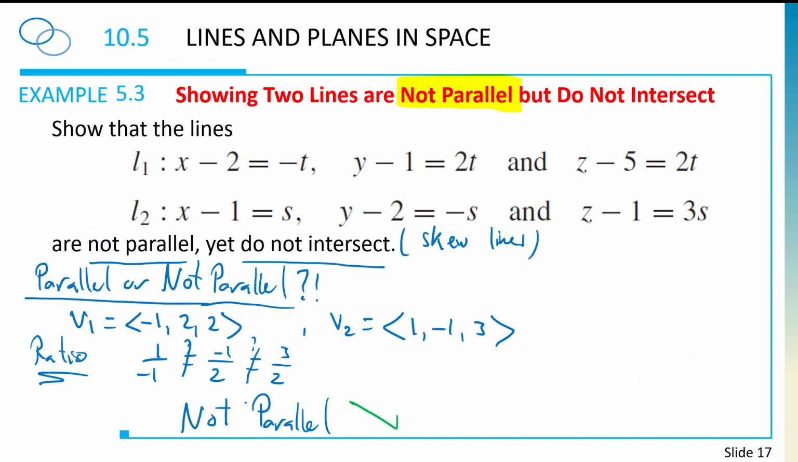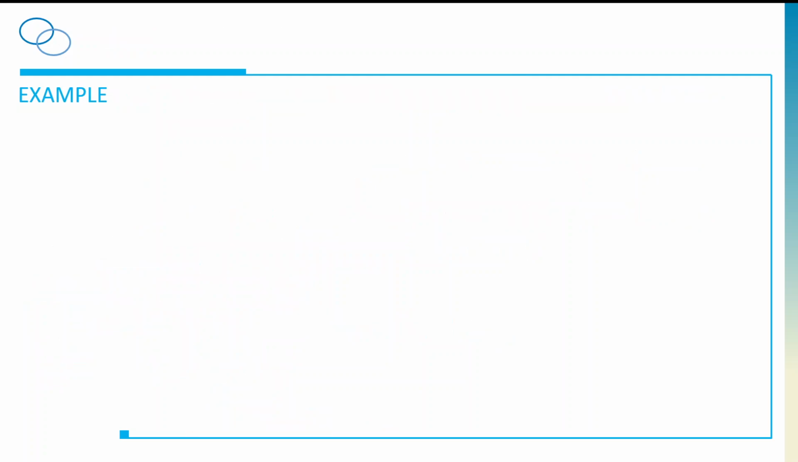Let's try it in our question. So we did the parallel part. We now need to check for intersection. Do they intersect or not? Okay, so I'm continuing to solve the same question. I need to check if they do intersect or not.